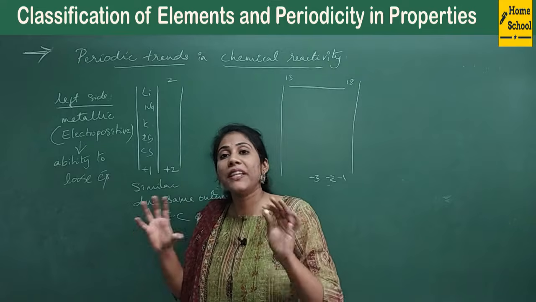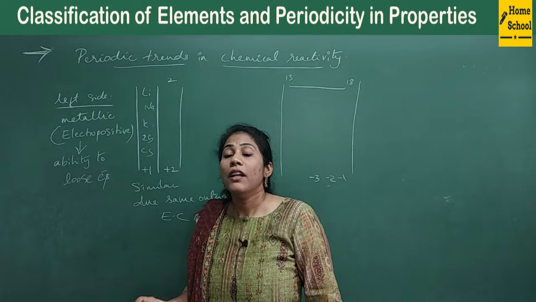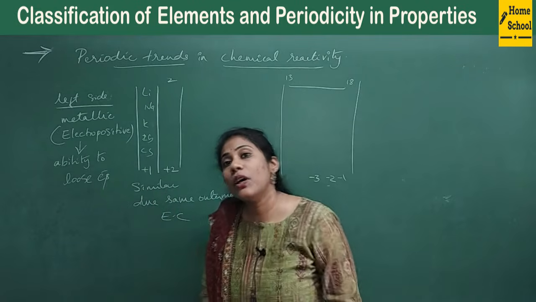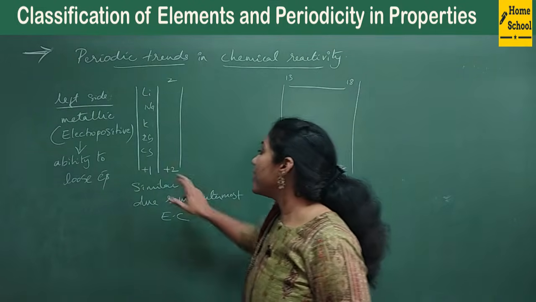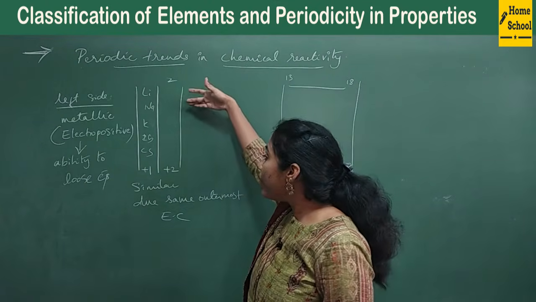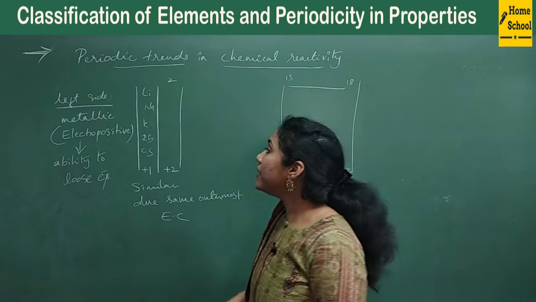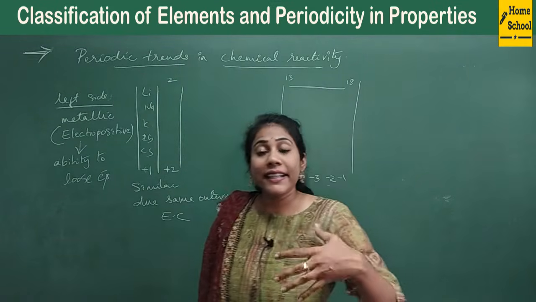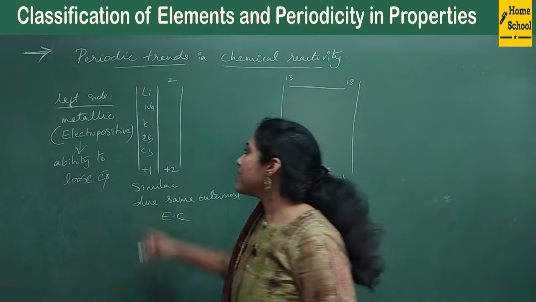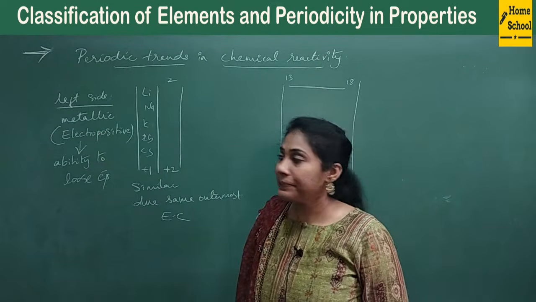If something has 8 electrons in the last shell, it is considered as stable. So to achieve that 8 electron configuration, they either lose 1 electron in case of first group, or they lose 2 electrons in case of second group. So they lose electrons. That tendency of losing electrons is called metallic character or electropositive character.